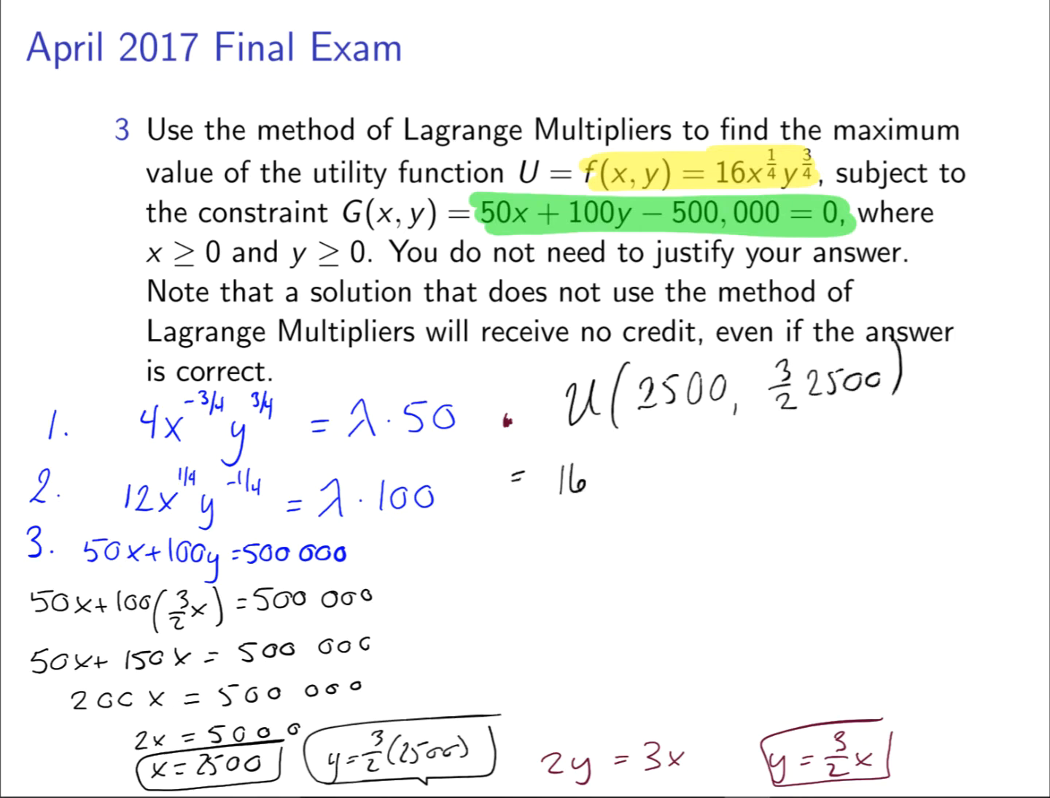This will be 16 times 2,500 to the quarter times 3 times 2,500 over 2 to the 3/4.